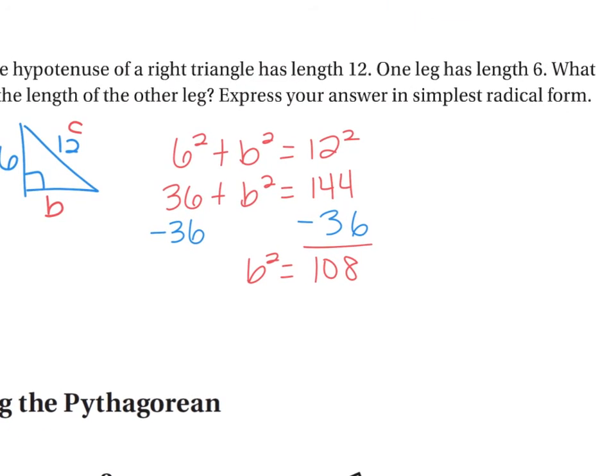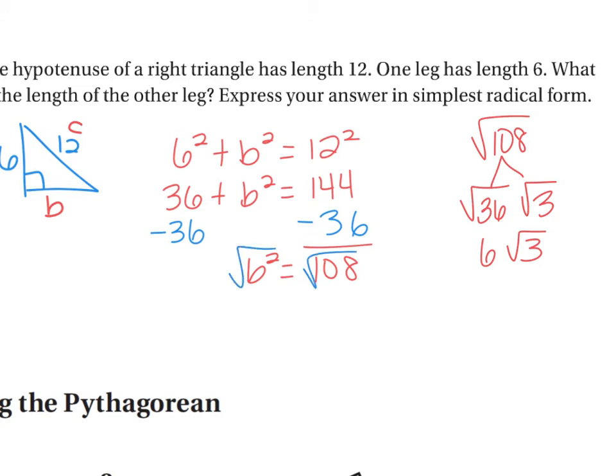108, you can divide, let's see, divide by 4. Looks like there's a bigger one than 4. It looks like it's 36. So 108 splits up into 36 and 3. And that gives me 6 square roots of 3. I forgot to write the square root symbol. That's okay. There it is. So B equals 6 square roots of 3.